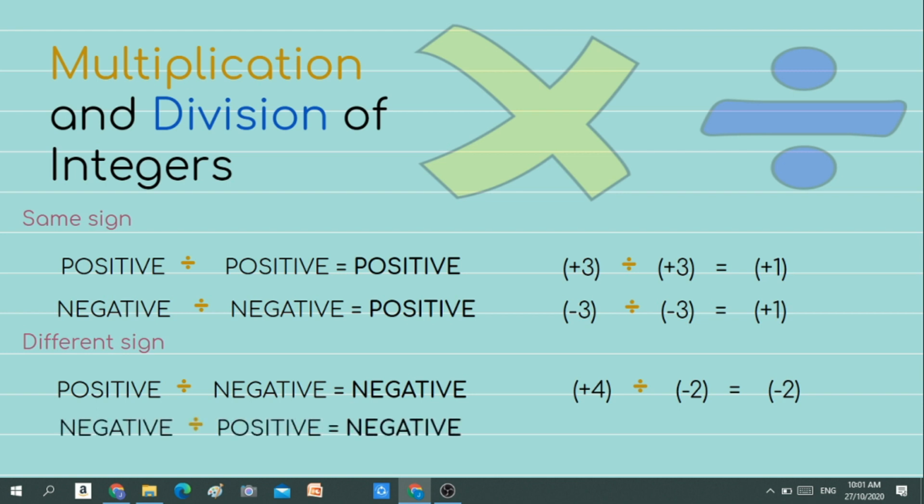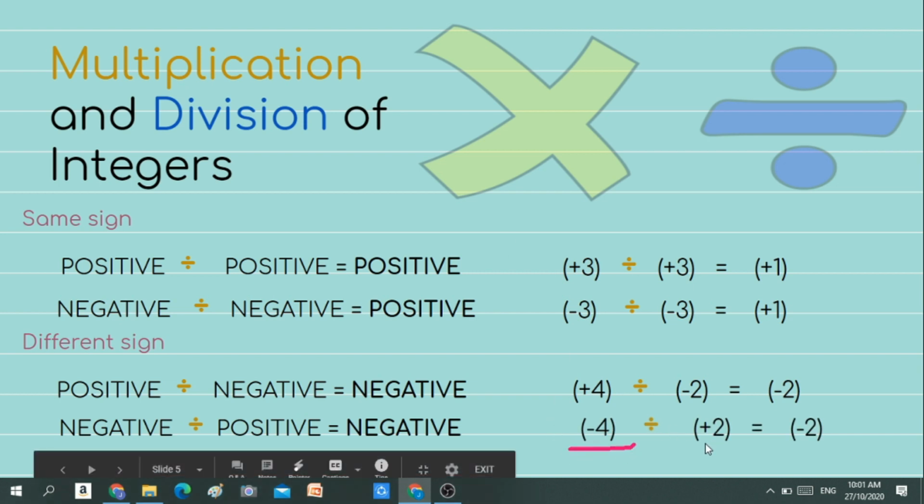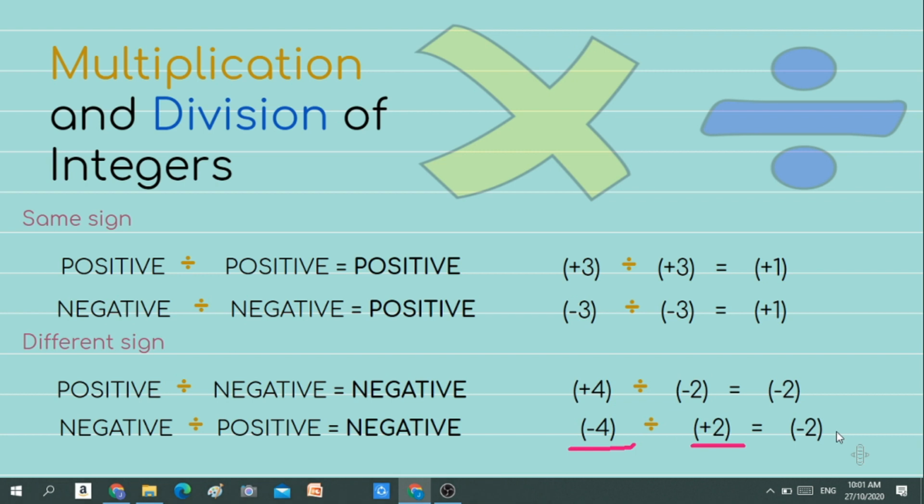Negative divided by positive, so meron tayong negative 4 over positive 2. So, pag dinivide natin yan, 4 divided by 2, that's 2, correct? At ang sign na susundin natin ay yung negative sign. Ulit, multiplication division, ang tatandaan nyo lang, same sign, always positive. Different sign, that is negative.